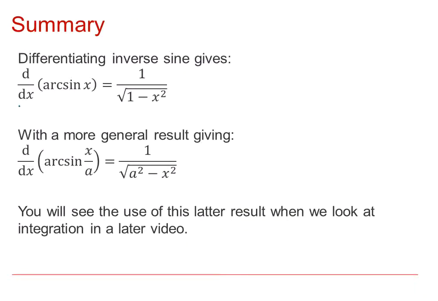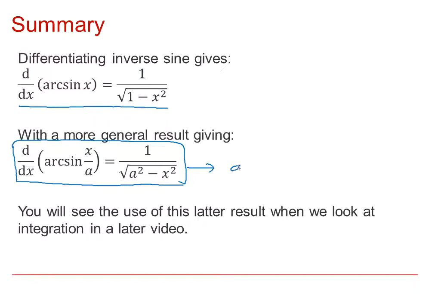So here we have the fairly standard derivative. If you differentiate arcsine x, you get 1 over root 1 minus x squared. But it's the more general derivative of arcsine x over a which is particularly useful. It's worth noting that if we take this more general case and let a equal 1, then this more general case will become the fairly standard derivative. So if you learn this more general case, you can always let a equal 1 if necessary.